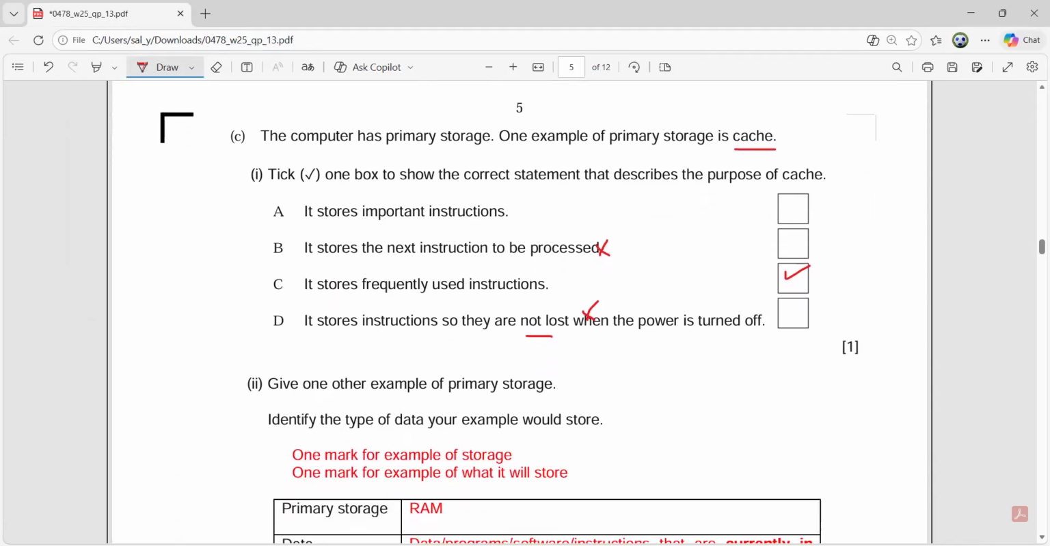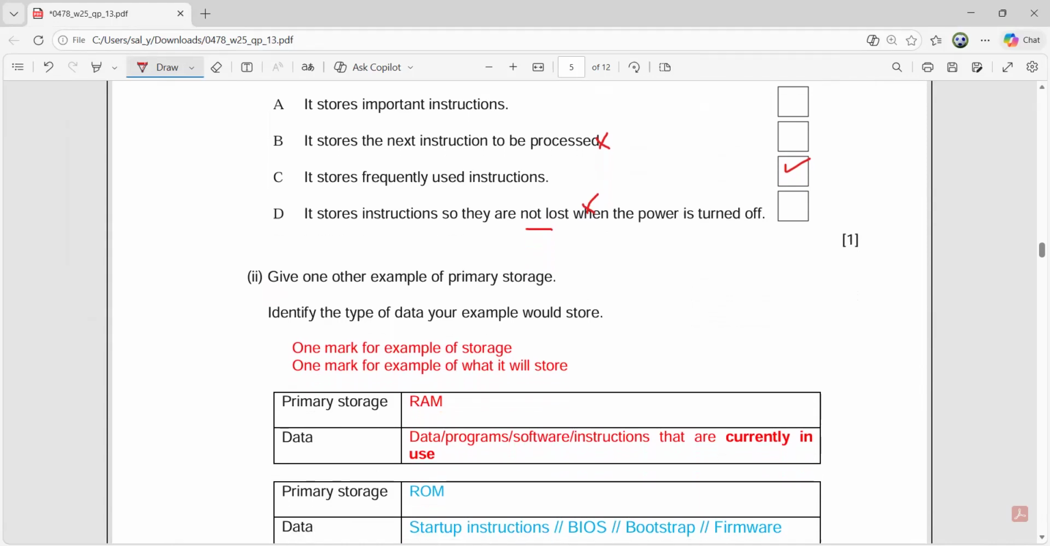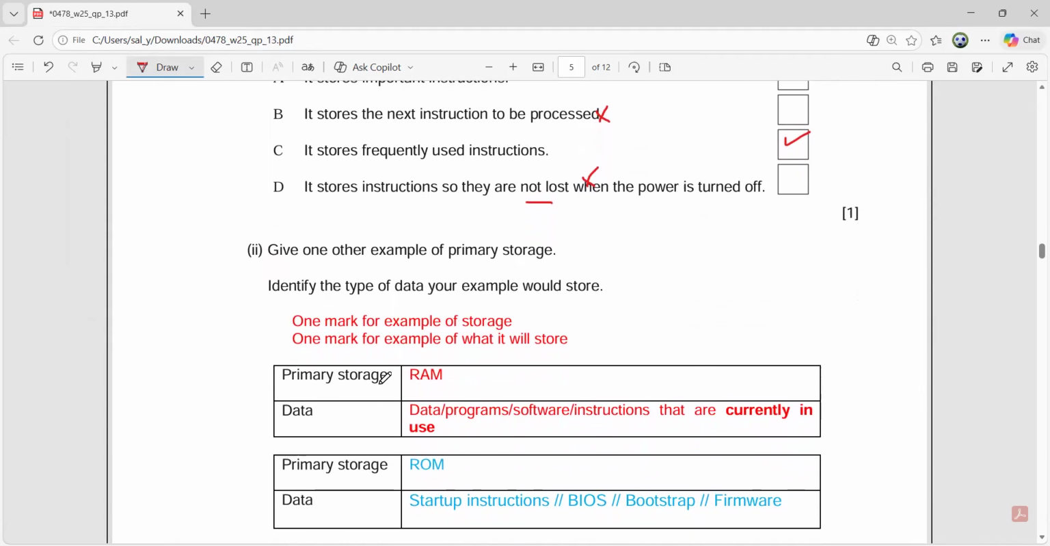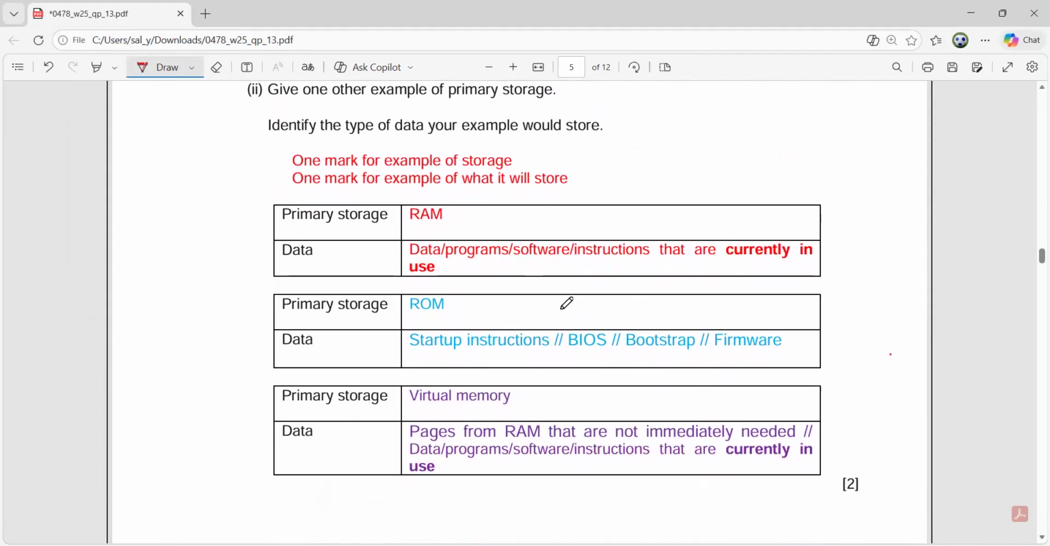Give one other example of primary storage. Identify the type of data your example would store. One example. So you know cache is one example, perfect. Apart from that, which are the other examples? RAM or ROM. Fine. So 1 mark will be for mentioning the name of the primary storage, that is RAM, for example. And 1 mark is going to be for talking about the data, because they say just identify the type of data. It's a 2 mark question. All are mentioned so that you can understand there is 1 mark for example of storage, RAM, ROM, or virtual memory, and another mark for identifying the type of data that we stored there.